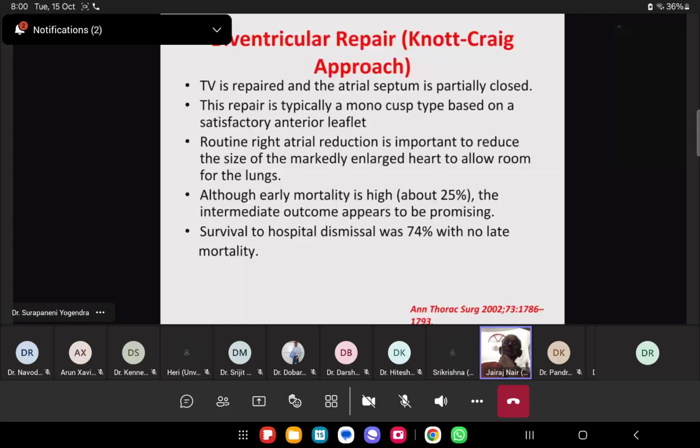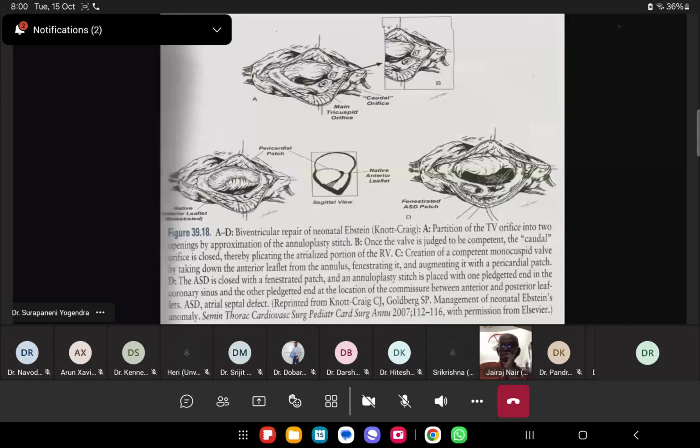The first picture A shows partition of tricuspid orifice into two openings by approximation of the annuloplasty stitch. Once the valve is judged based on competency, the caudal orifice is closed, thereby plicating the atrial portion of the RV. Creation of a monocuspid valve by takedown of the anterior leaflet from the annulus, fenestrating it and augmenting it with a pericardial patch. The fourth image shows ASD closed with a fenestrated patch and an annuloplasty stitch placed with one pledgeted end in the coronary sinus and the other pledgeted end on the commissure between anterior and posterior leaflets.